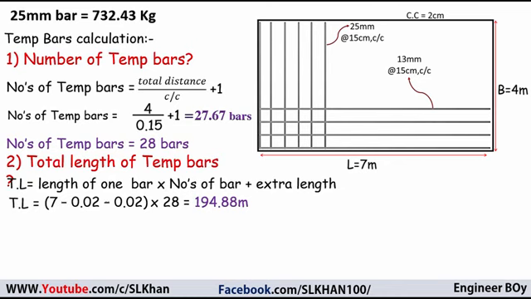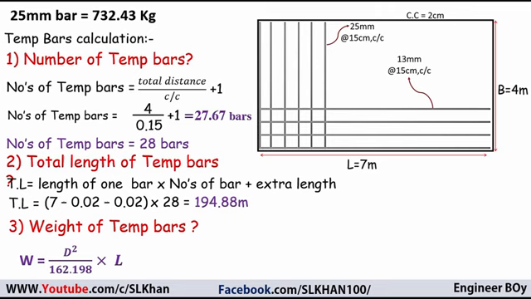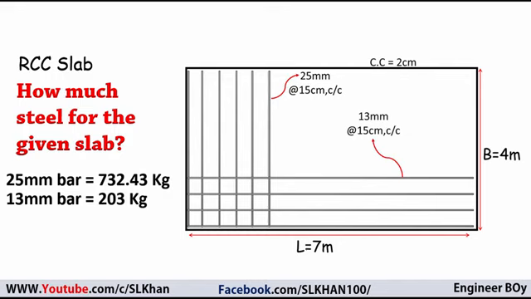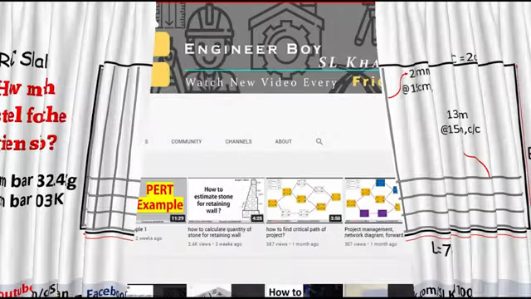So the total length is now 194.88 meters, and the same formula can be used for the weight, d square divided by the same figure. All right, so W equals d square. This time we have 13 mm as the bar diameter, so 13 square divided by the same figure times the length, which is now 194.88 meters, and that is of course 203 kg. All right, so the final results are here. We're going to order 722 kg of 25 mm bars and 203 kg of 13 mm bars.